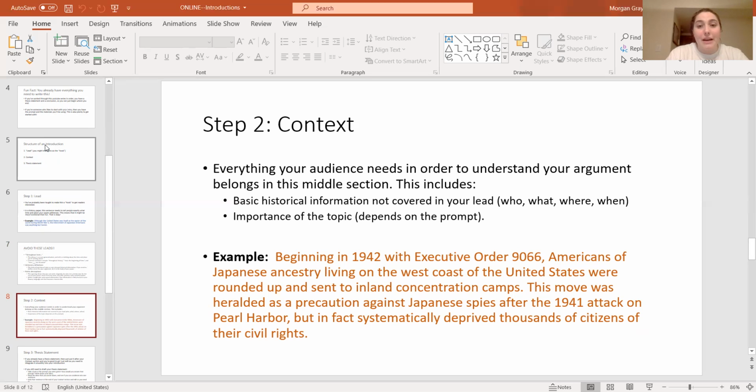You might find that there's some significance that you want to impart in your introduction. Go nuts. My example: beginning in 1942 with Executive Order 9066, Americans of Japanese ancestry living on the west coast of the United States were rounded up and sent to inland concentration camps. This move was heralded as a precaution against Japanese spies after the 1941 attack on Pearl Harbor, but in fact systematically deprived thousands of citizens of their civil rights.